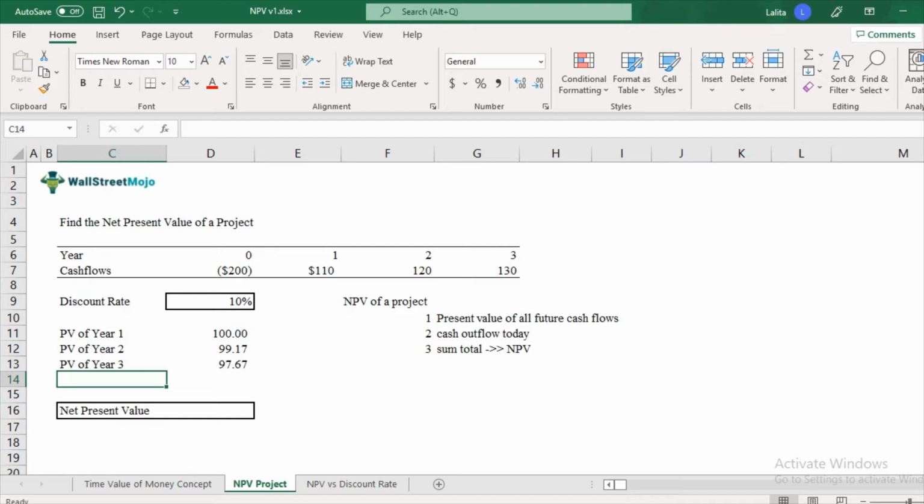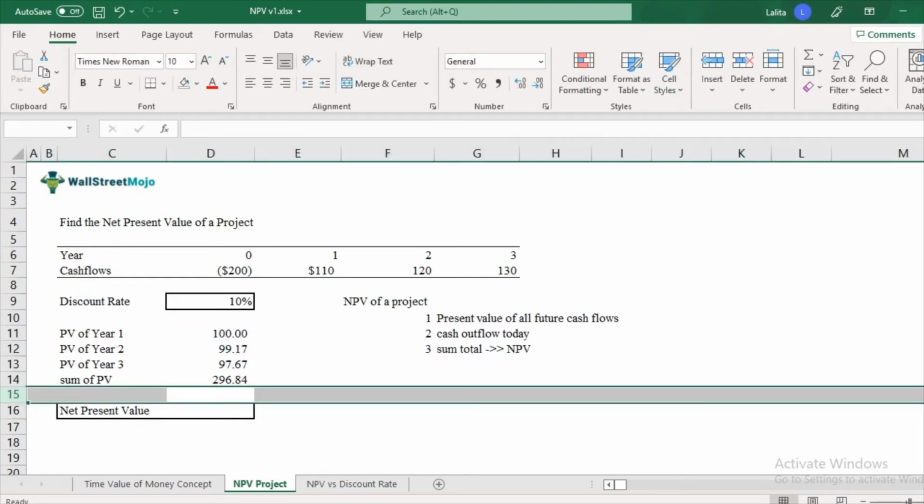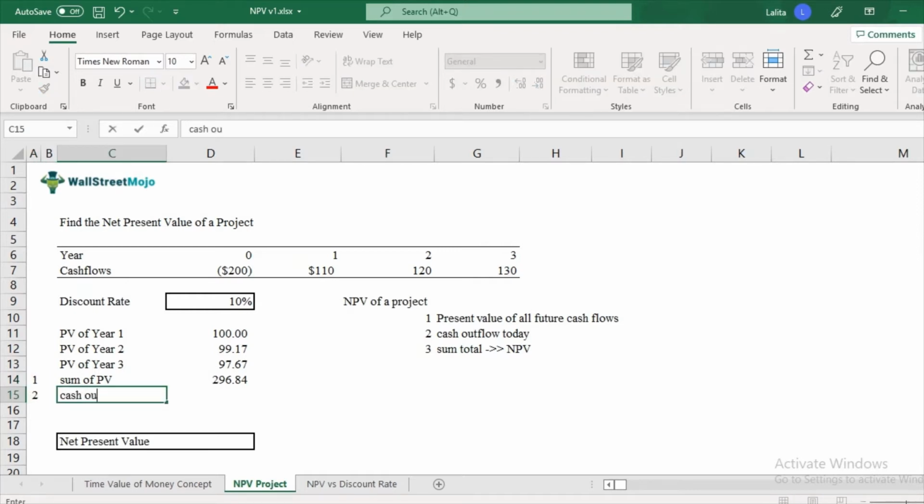So what is the sum total of all this? This will be how much? Let's sum total this. This is 296.84. Okay, so this is the total present value which we have, right, of the future cash flows. This is the first step which we did. Now what's the second step? To identify what is the cash outflow.